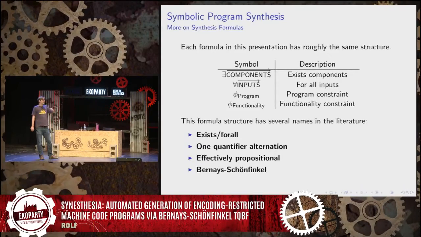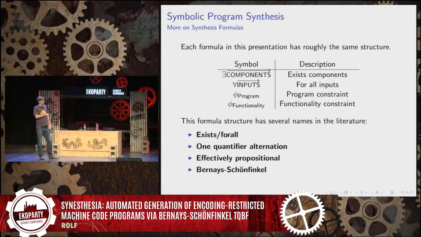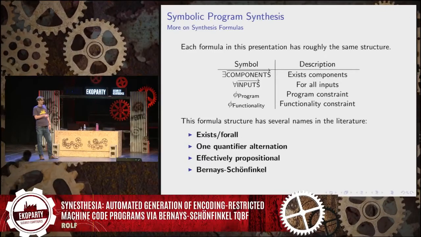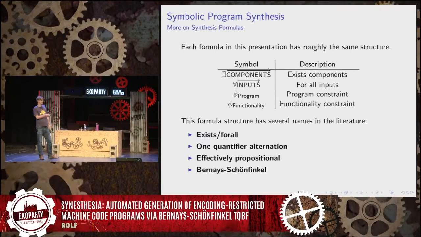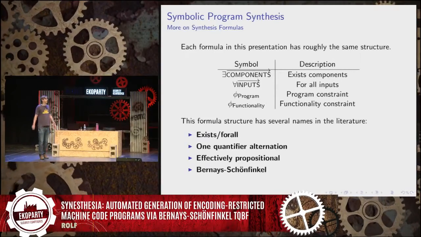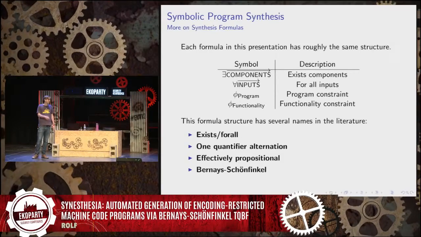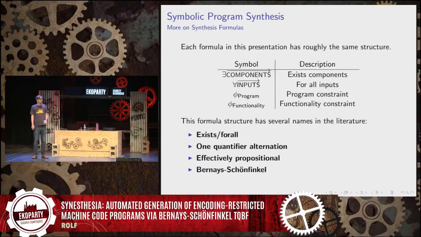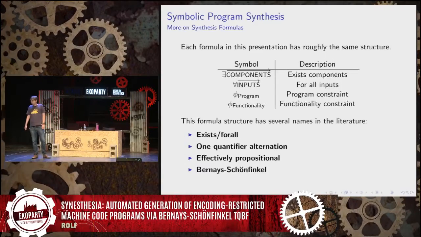If you read the academic literature, you're going to find that these types of formulas are described using a couple of names, which I've indicated on the slide here: exists-forall, one quantifier alternation, effectively propositional, Bernays-Schönfinkel. So just in case you read the literature, these are the words you should be looking for.